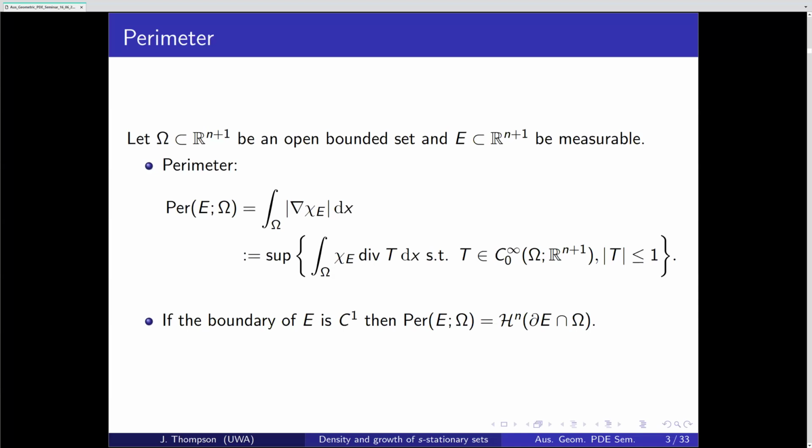So the role of omega here is that it's really just telling you where you're allowed to vary your set. Even further, the value of omega is when it comes to existence and things like this, because omega provides compactness. If you start doing it in all of R^(n+1), you want to be in a compact set so you can have compactness results for existence.